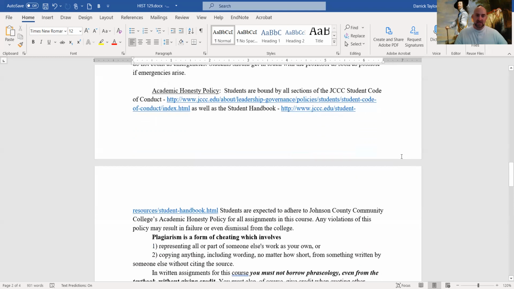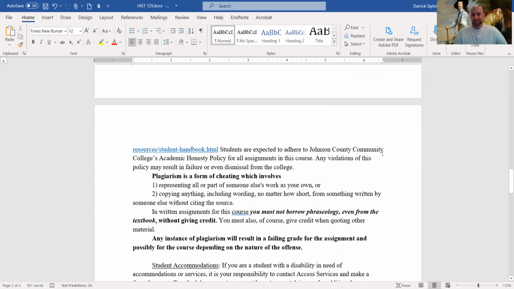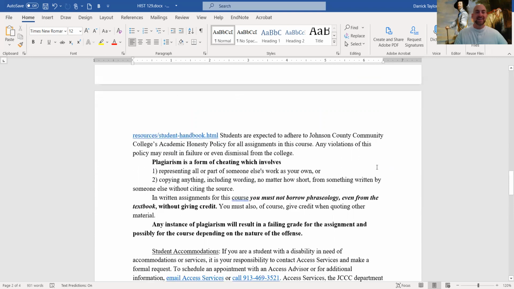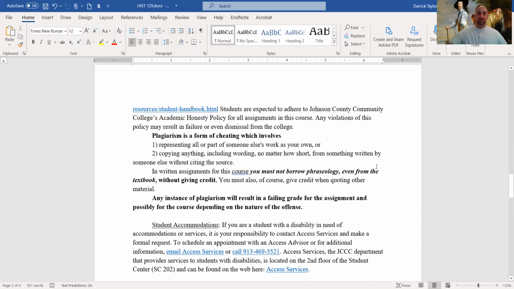Academic honesty policy, you are bound by all sections of the JCCC Student Code of Conduct. This shouldn't be a problem, never has at JCCC, but it's there. I can use it. I won't have to use it. You guys are fine. But you do have the first commandment in this class: thou shalt not plagiarize. And plagiarism, we have a definition here: representing all or part of someone else's work as your own, or copying anything, including wording, no matter how short, from something written by someone else, without citing the source.